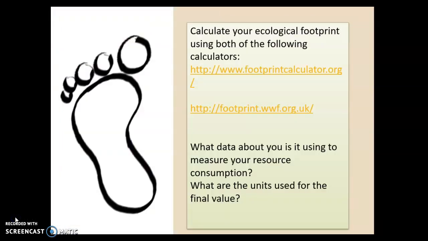On the next slide, you will see there are two links there to two different ecological footprint calculators. What I would like you to do is to calculate your ecological footprint using each of those, and have a look at what data it's asking you about. So what questions is it asking you in order to find your ecological footprint, and what are the units that are used for the final value? Okay, so I'm going to finish this recording here, go away, do that, and then come back and I'll talk you through the rest of the PowerPoint on another recording.